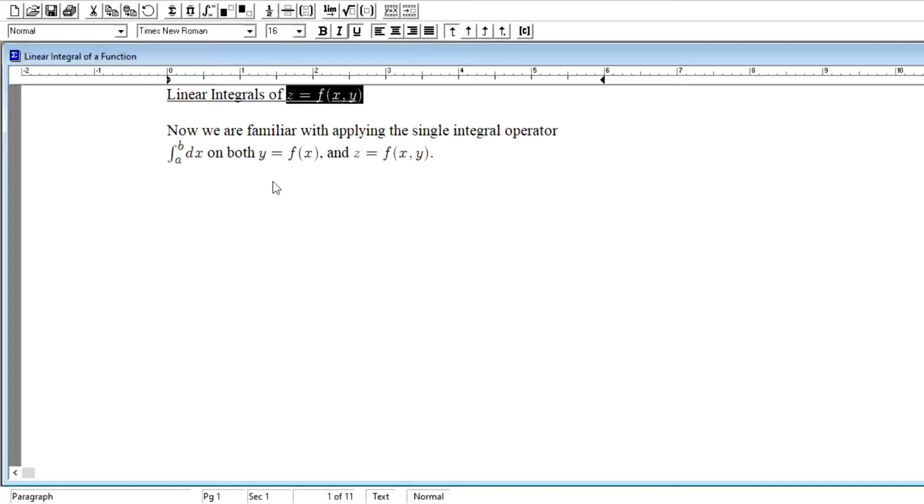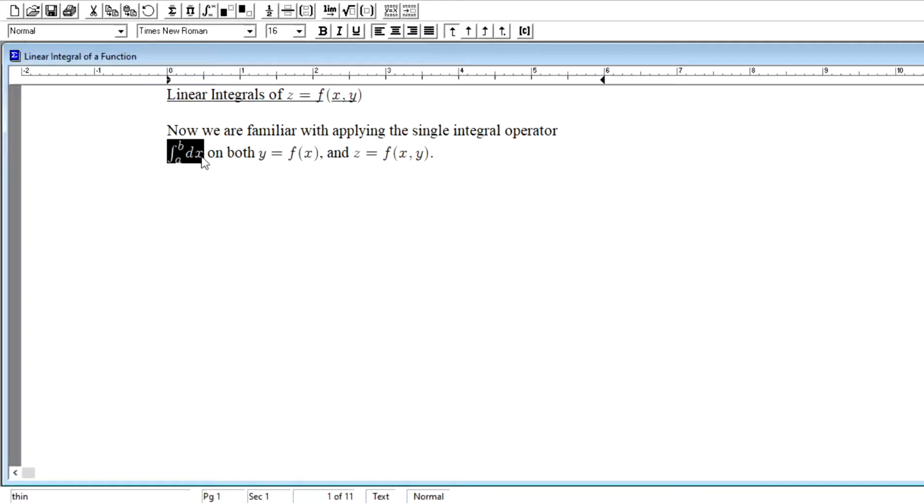All right. Now, we are familiar with applying the single integral operator, right? This operator, the integration from a to b with respect to dx, on both a two variable function, y equals f of x, that might exist in two-dimensional space, and on three variable functions that involve z as the dependent value, where that might depend upon two independent values of x and y. We have seen the application of this operator on the case for y equals f of x developed all the way back in Calc 1.